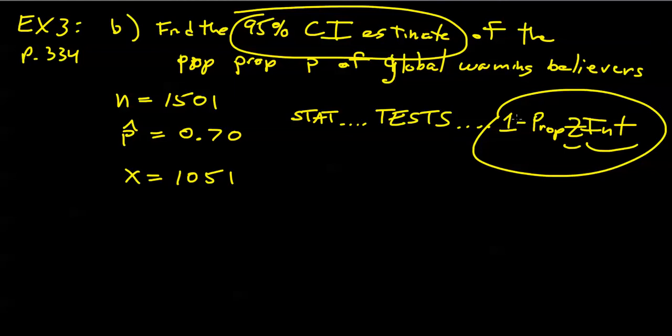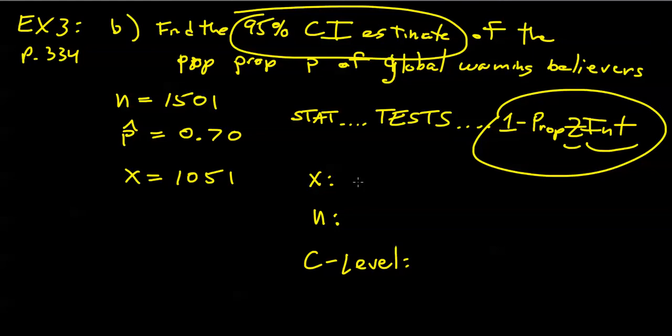When I call up that command into my home screen, the calculator prompts me for some things. It prompts me for an X value, where X is a raw count of subjects in our sample that have a certain quantity of interest, namely here that they believe in global warming. It prompts us for an N value, which is our sample size. It prompts me for a C level, a confidence level. When I'm through punching in those three things, I can highlight calculate to actually obtain my confidence interval estimate.